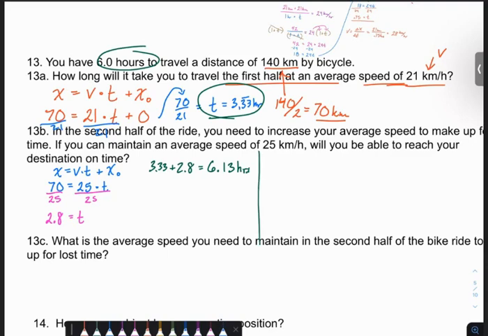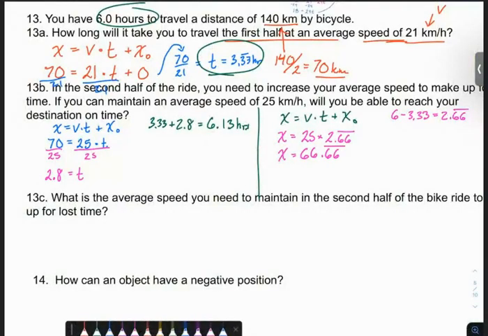The other way you can do this is to figure out how far you would go in that amount of time at that speed. So if I was going 25 kilometers per hour, the time that I would have left would be 6 hours minus the 3 1/3 hours, which would give me 2 2/3 hours. And so if I do 25 times 2 2/3, I can figure out how far I went. And so this will give me a distance of 66.66, which is not 70 kilometers, so I would not make it in time.